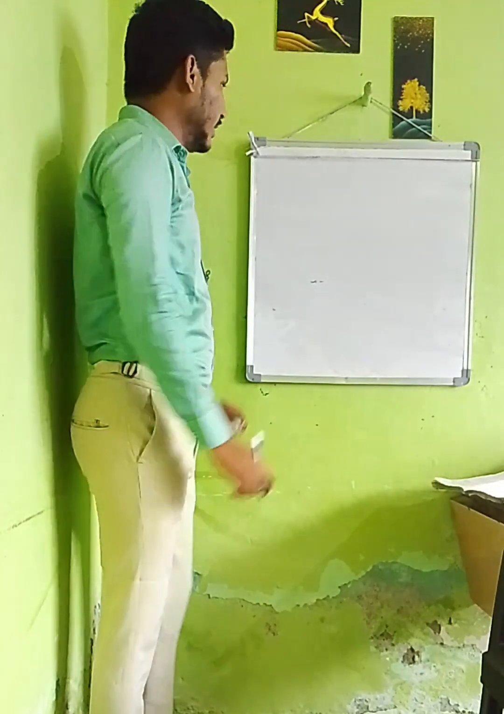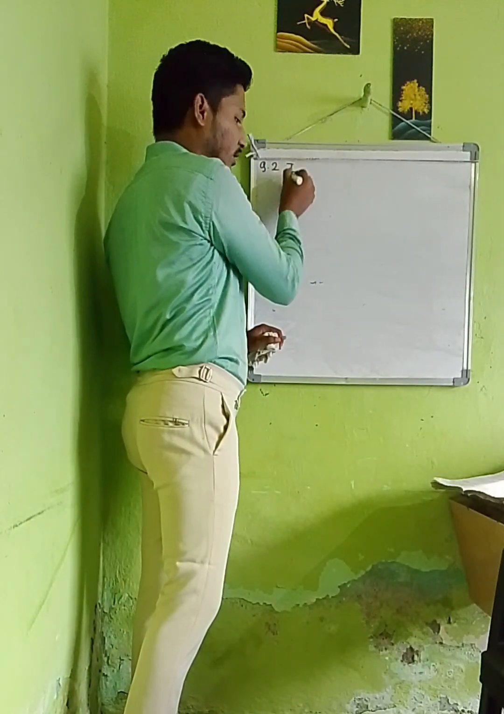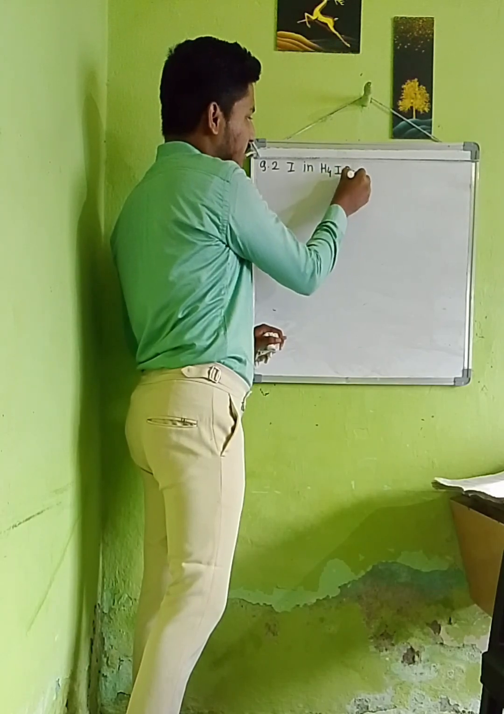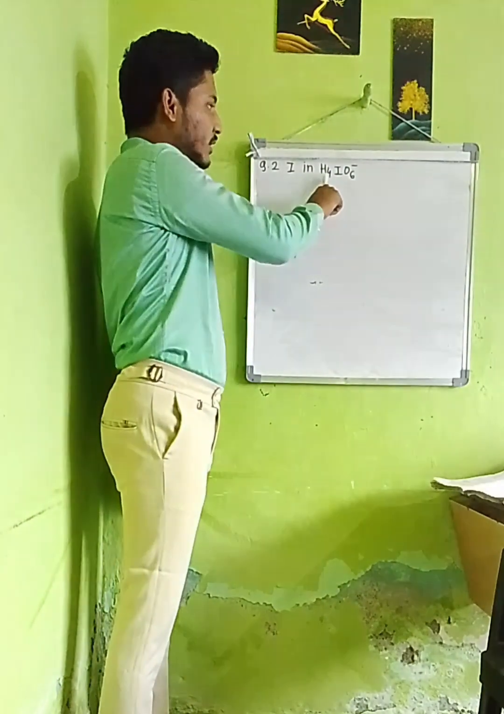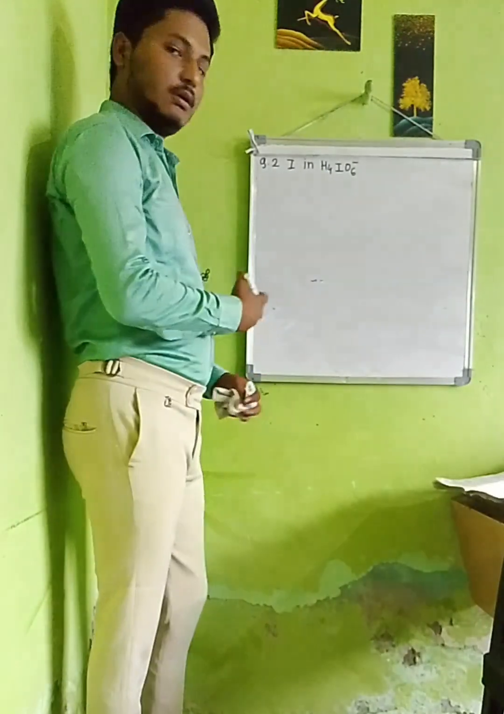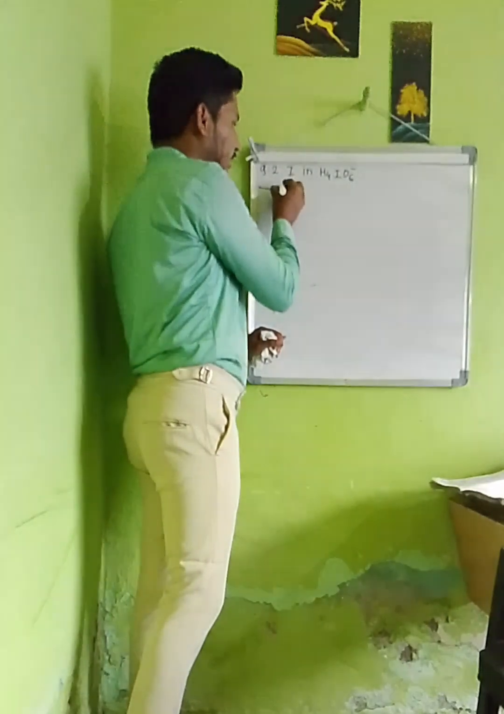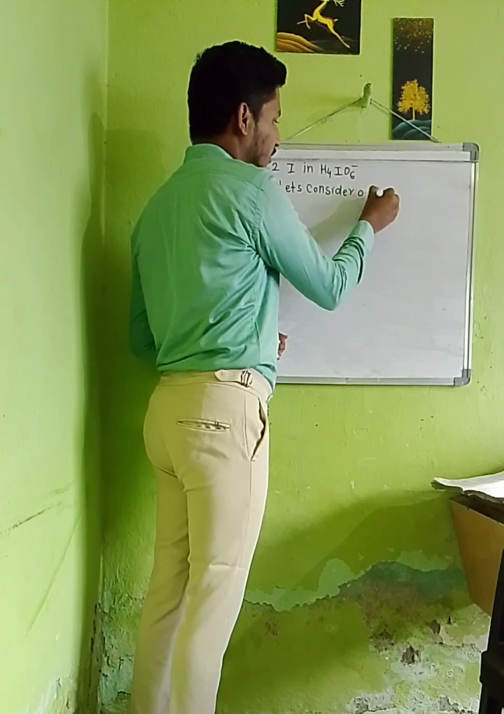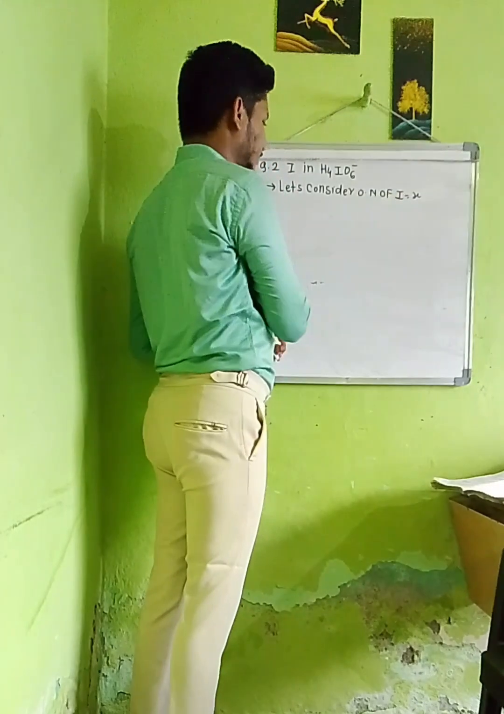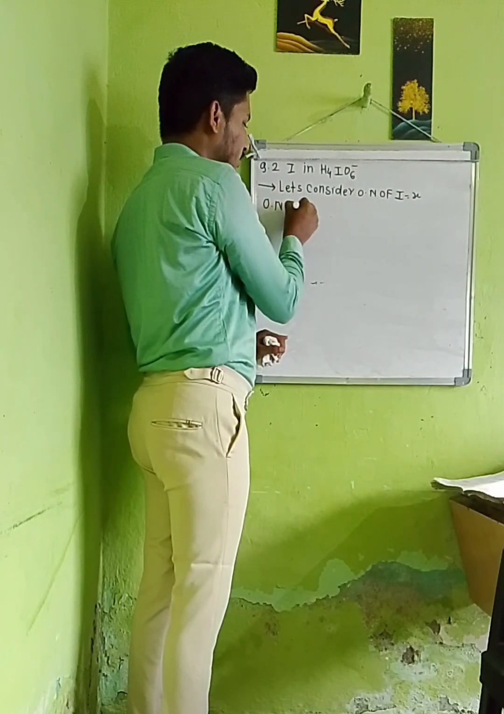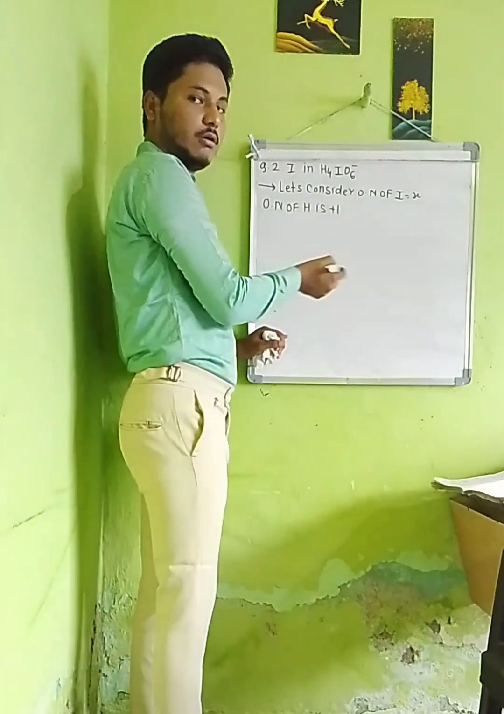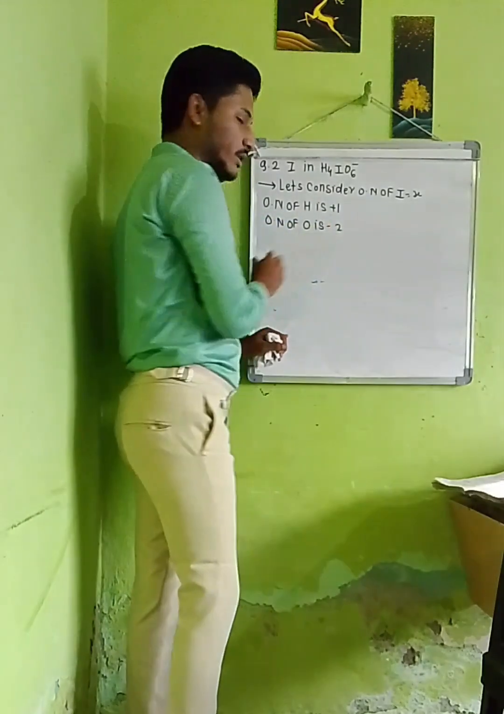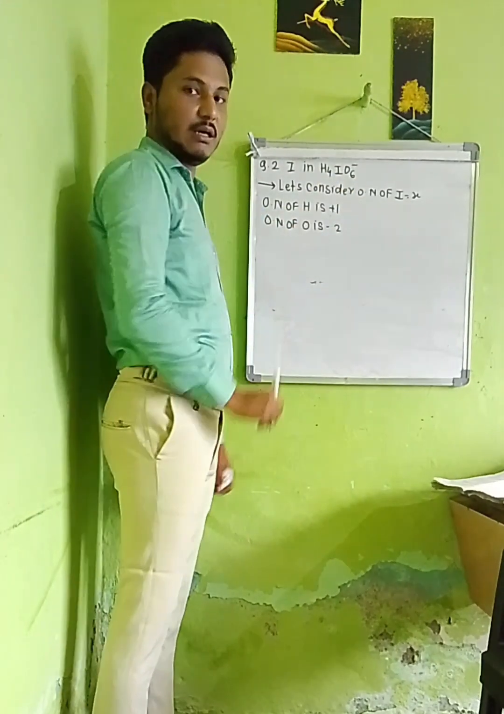Calculate the oxidation number of iodine in H4IO6 minus. Calculate the oxidation number of iodine in H4IO6 minus. Now again recall the rule. Let's consider oxidation number of iodine is X, and the oxidation number of hydrogen is +1 according to the rules, and oxidation number of oxygen is -2 according to the rule. And put these values into this formula and solve.